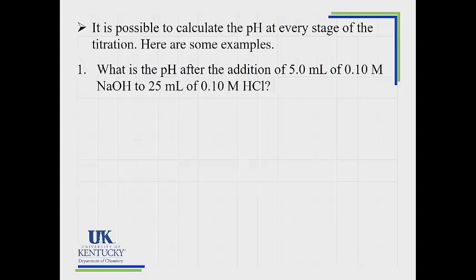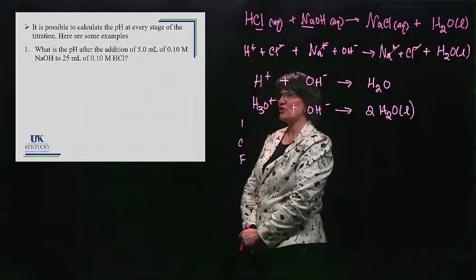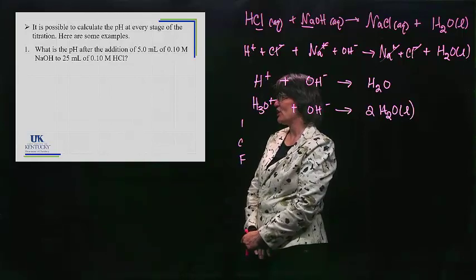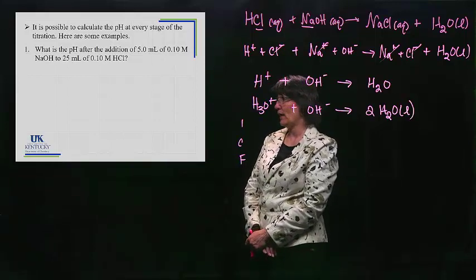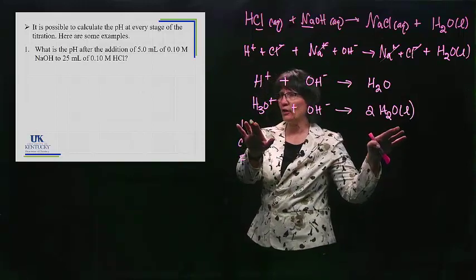We're going to do several here. We're going to work through several of them. We're going to do this one here, and we have my reaction all set up. I want to know what the pH is after the addition of 5 milliliters of 0.1 molar sodium hydroxide and 25 milliliters of 0.1 molar HCl. So that's this reaction. Here's my net ionic equation.